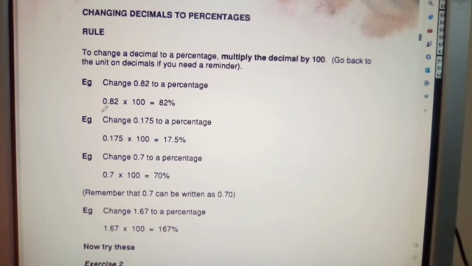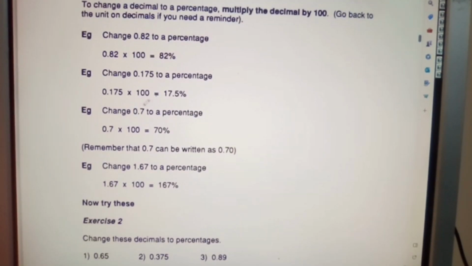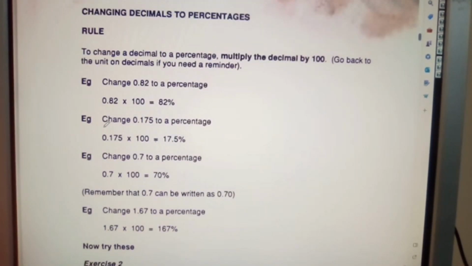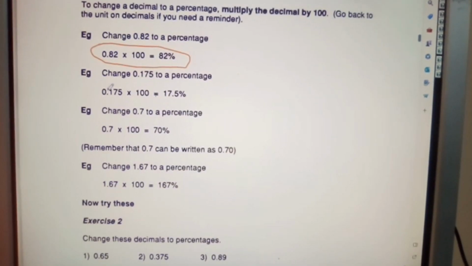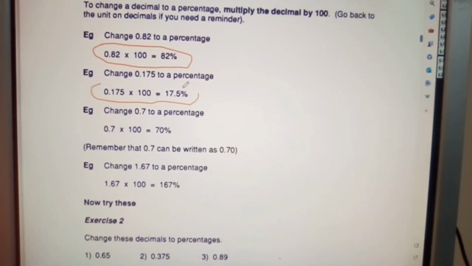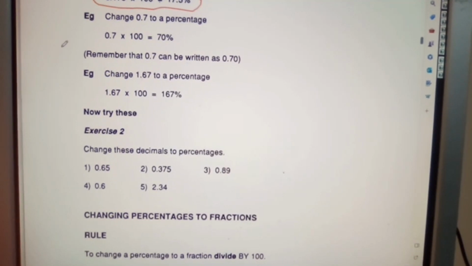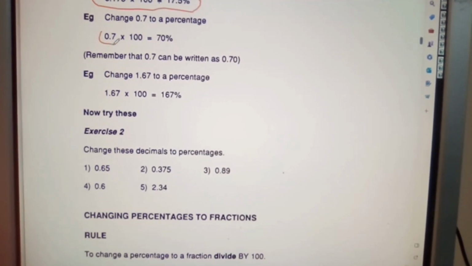Times 0.82 by 100 equals 82%. Same thing here as well. Apply the rule. Look at what you're going to be doing. That's the solution here. Same thing here as well. Apply that. Okay, 17.5%. Look at that also again here. Apply the rule.